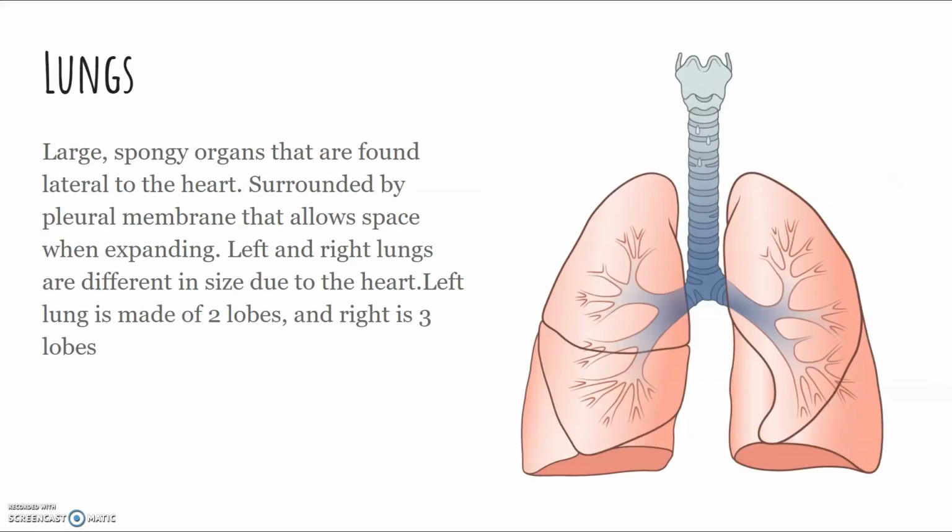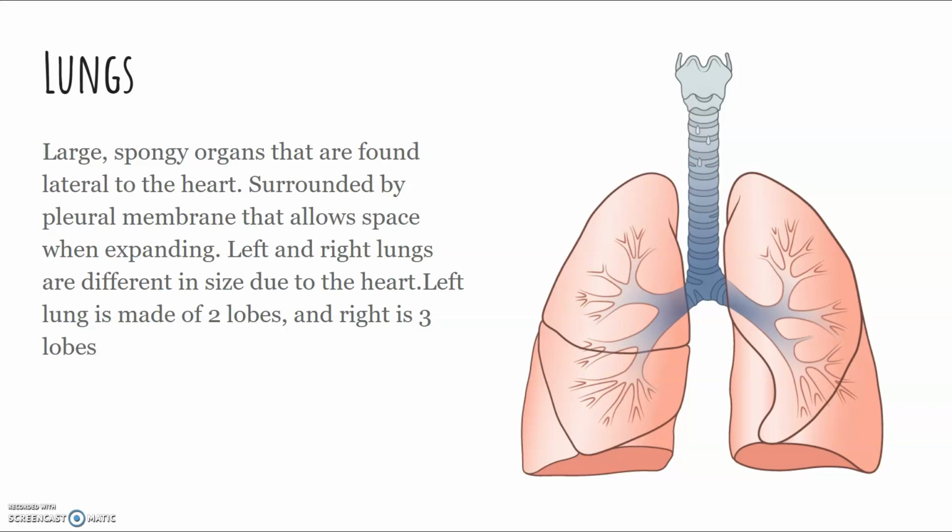All right, so we kind of talked about this whole entire branch system inside the lung, but the lung itself is a large spongy organ that is surrounded by pleura membranes. So there's a membrane around it. That's just to make sure that while it's inside your thoracic cavity, it's not touching anything, it doesn't get stuck anywhere.